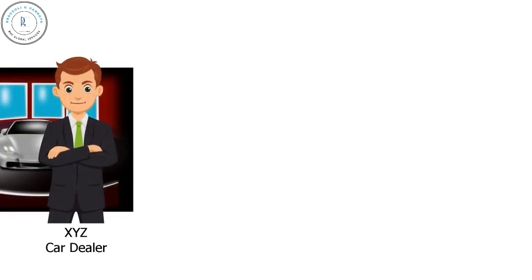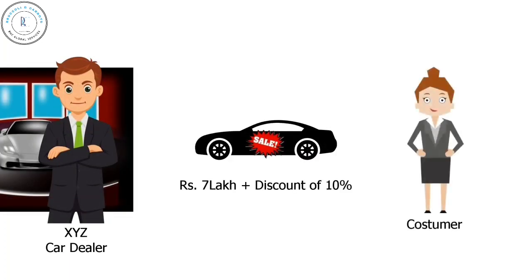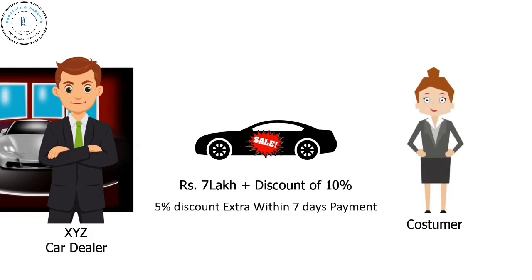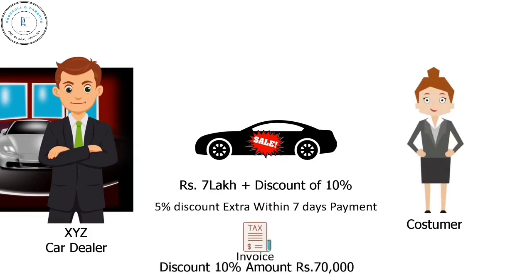XYZ is a dealer of cars. XYZ now sells the automobile to a customer for 7 lakhs, offering a 10% discount. To encourage prompt payment, XYZ offers additional 5% discount if customer pays within 7 days. Discount of 10%, 70,000, is mentioned in invoice, resulting in net transaction value of 6 lakhs 30,000.